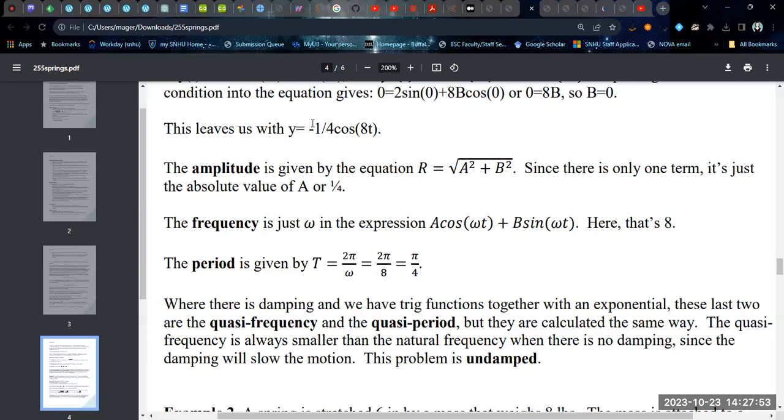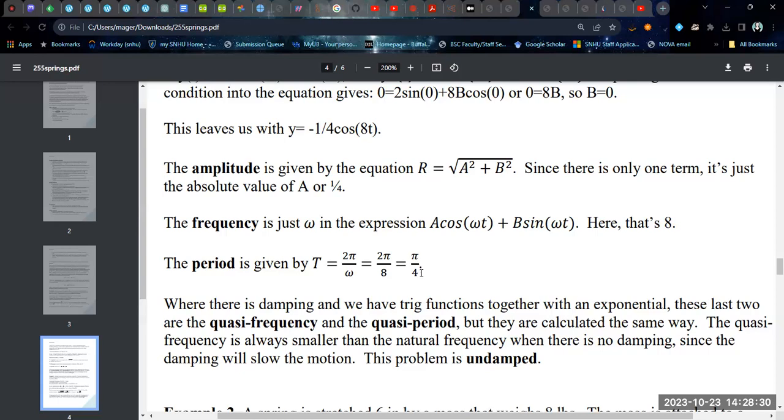In this case, since we only have -1/4, we just take the absolute value of that and we get 1/4. Because if you plug it into this, b is 0, and you just end up with -1/4 squared, which becomes positive, and then you square root it. And so you get the positive value. The amplitude is 1/4. The frequency is just the omega in the expression. So it is the constant multiplying t inside the trig function. So that's 8. And then the period is 2 pi over omega. And so you end up with, in this case, pi over 4.